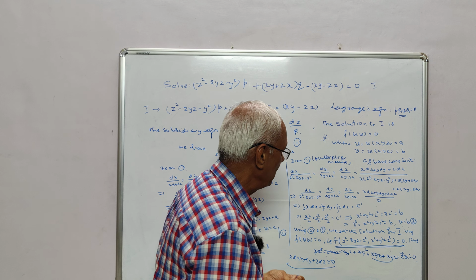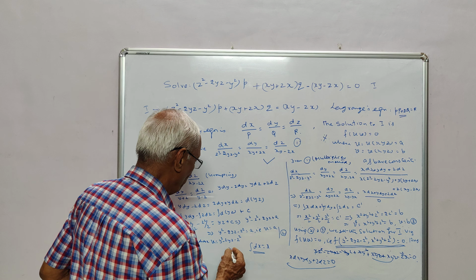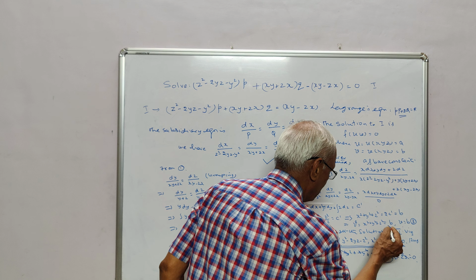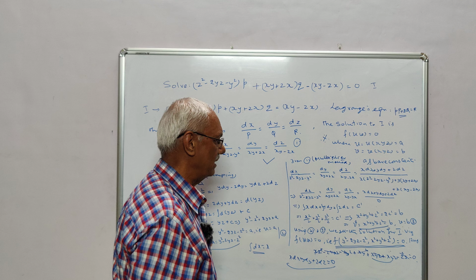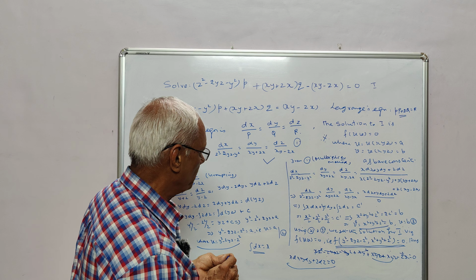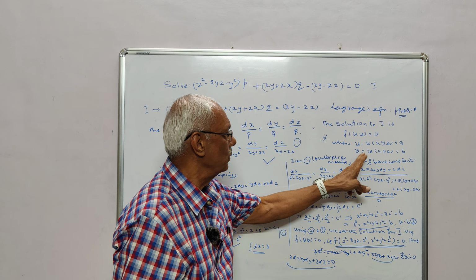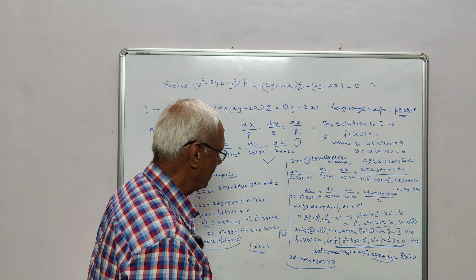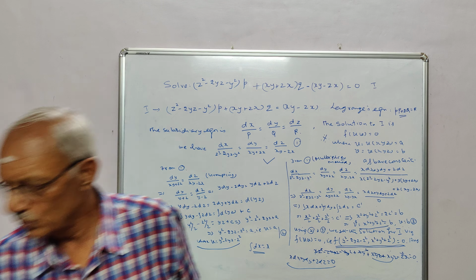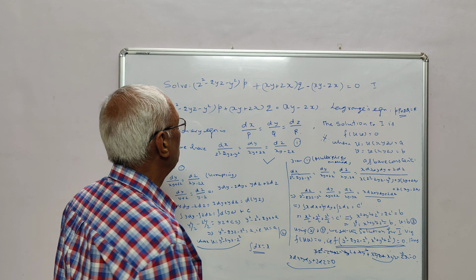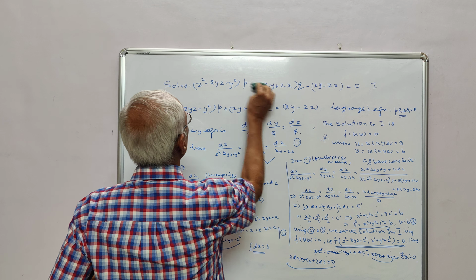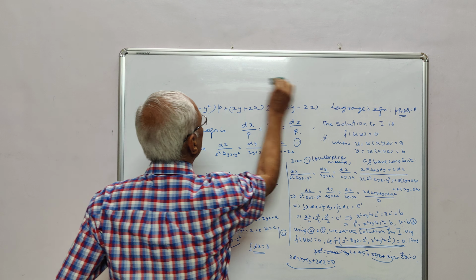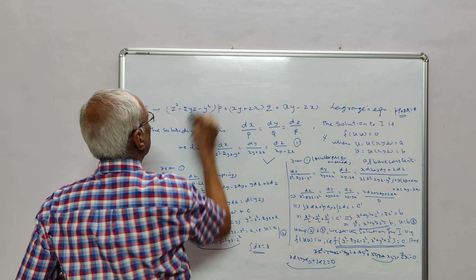Now we are able to get two functions. What are the two functions? I got one function here and I got another function v. Now the solution is nothing but what? Therefore the solution to the problem is given by, so what is the solution now?